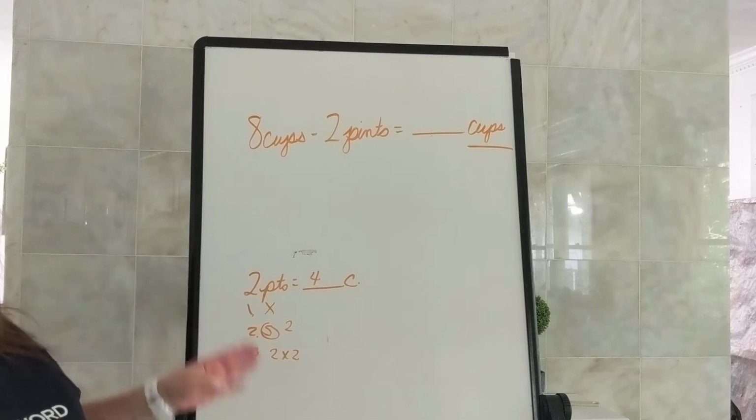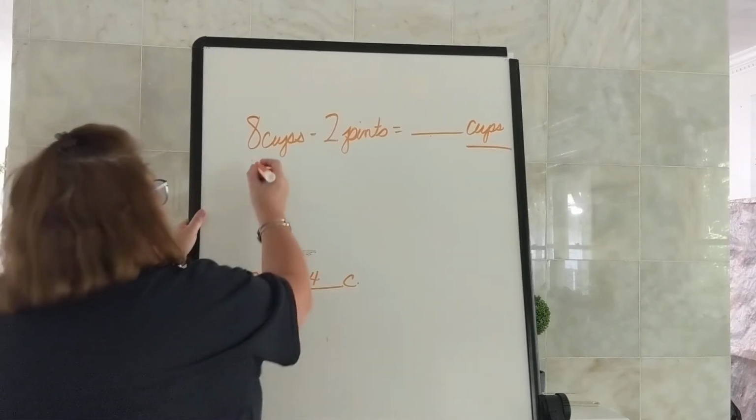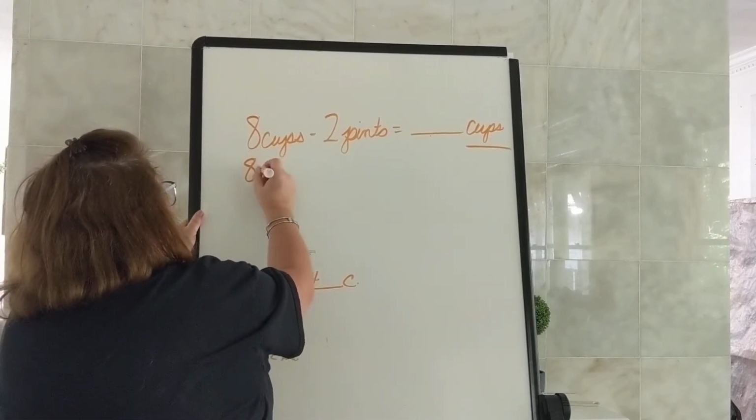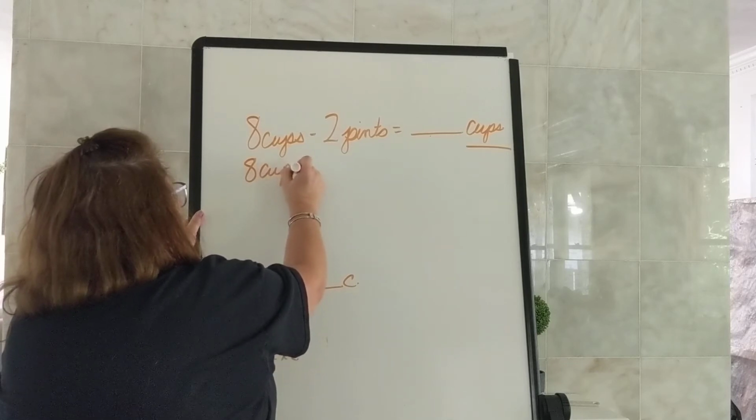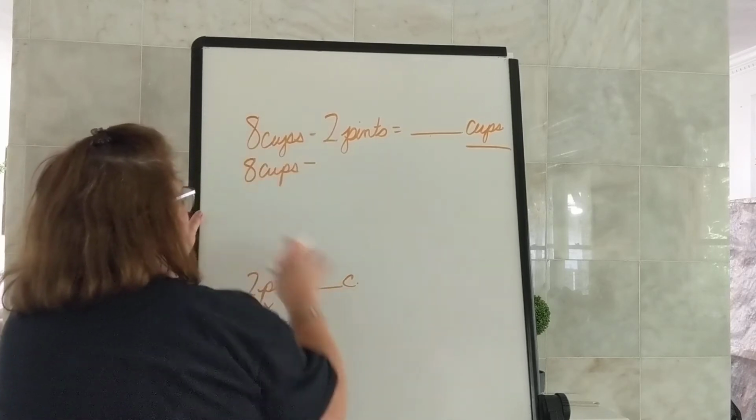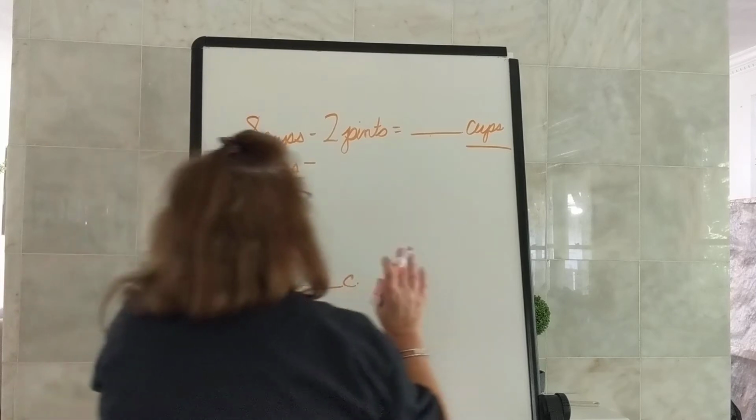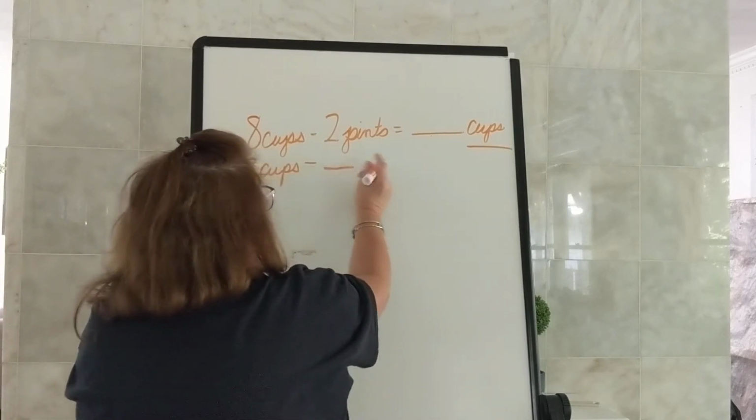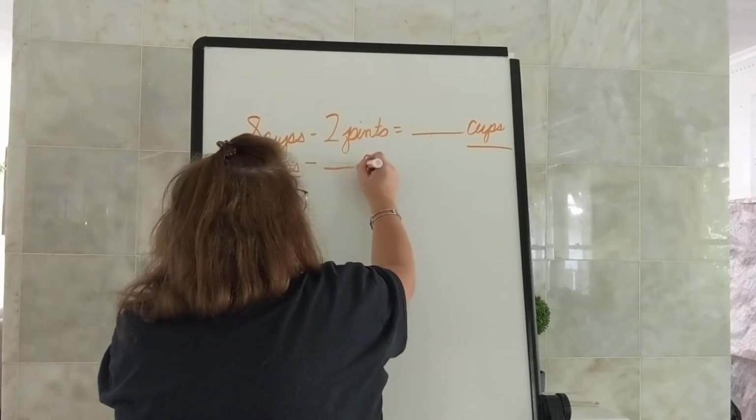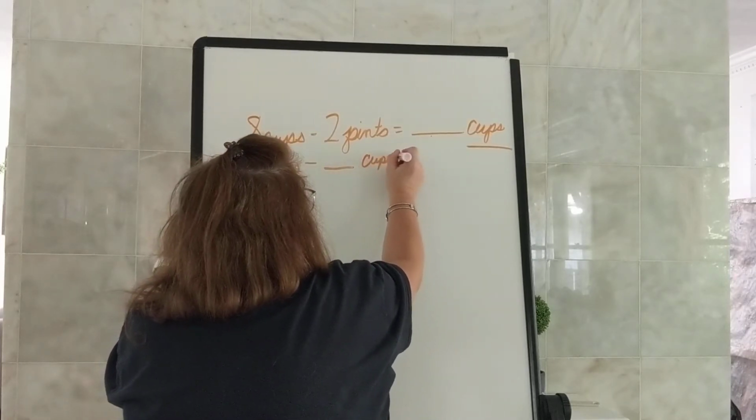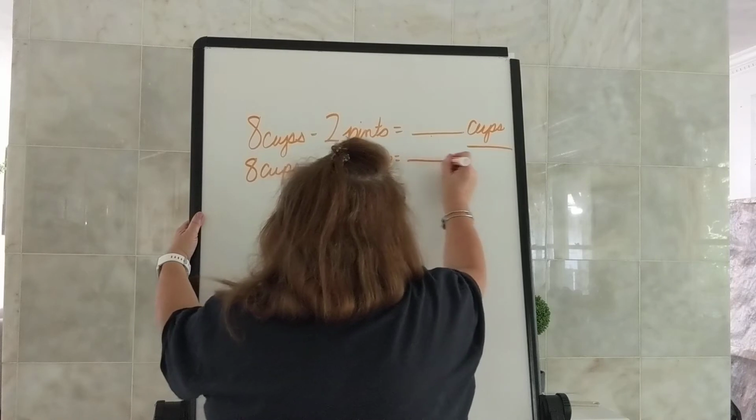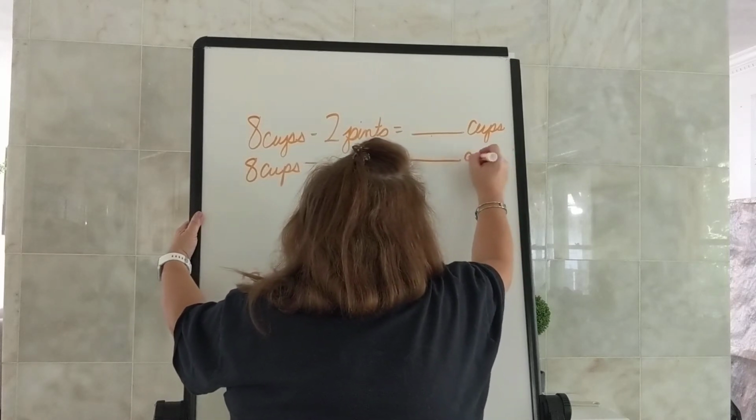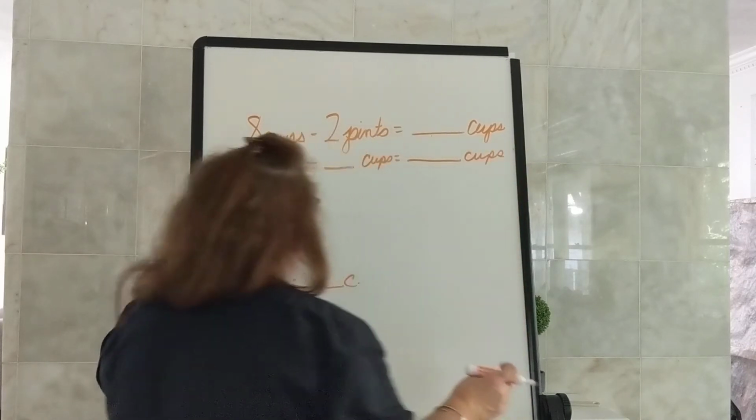But this is how you're going to show it to me on your paper. You're going to rewrite the part of your problem that we don't have to convert. 8 cups minus, that's staying exactly the same. But right here, we need to put a blank and say minus blank. We're converting to cups. Cups equals blank cups. So do you understand what I did?